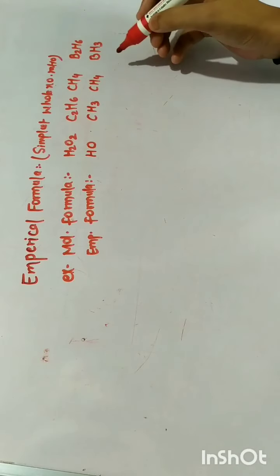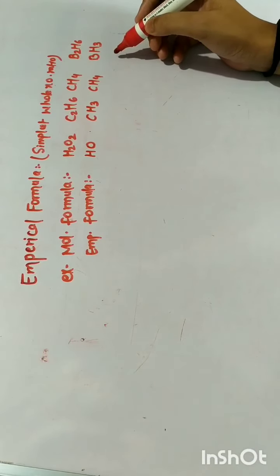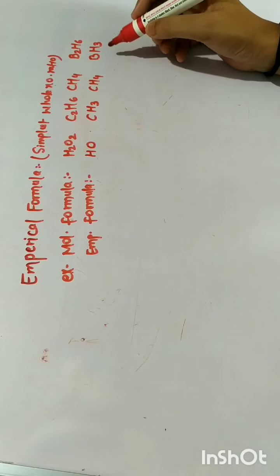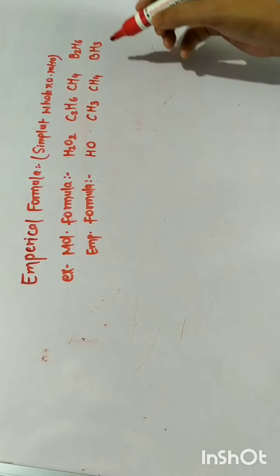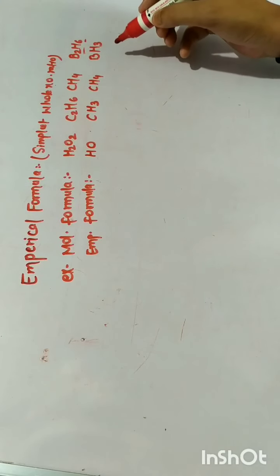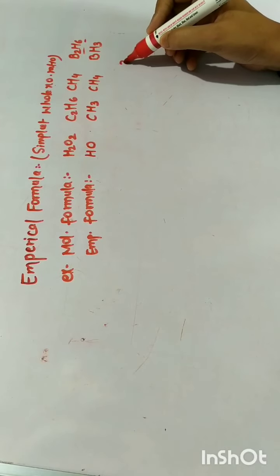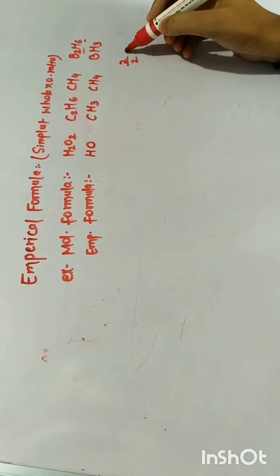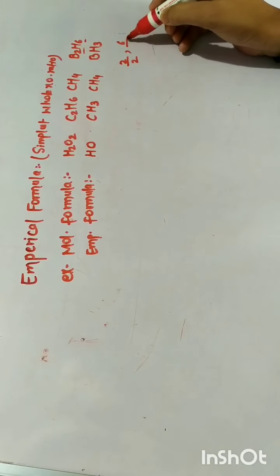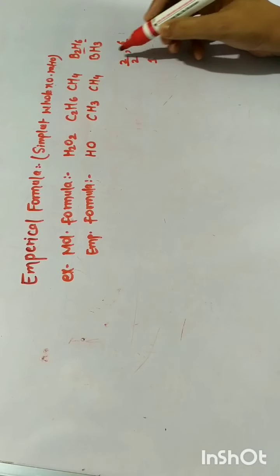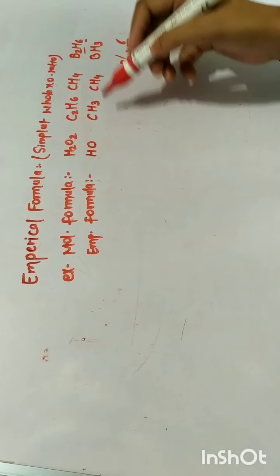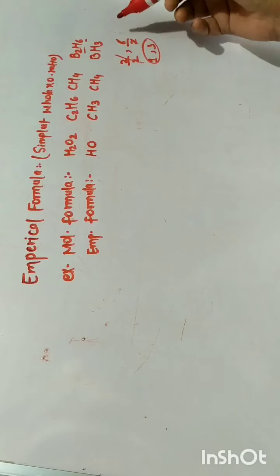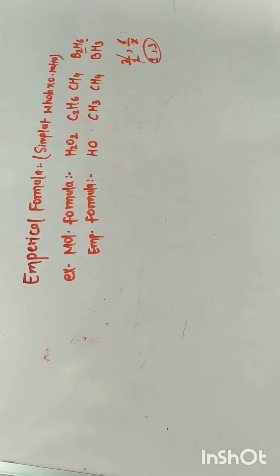In B2H6, how can we find the simplest whole number? We simply divide by the lowest number. For example, in 2 and 6, the lowest is 2. So we divide 2 by 2 and 6 by 2. 2 by 2 is 1 and 6 by 2 is 3. So our empirical formula will be BH3.